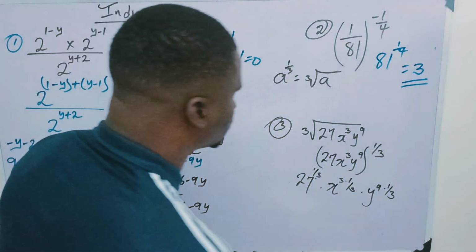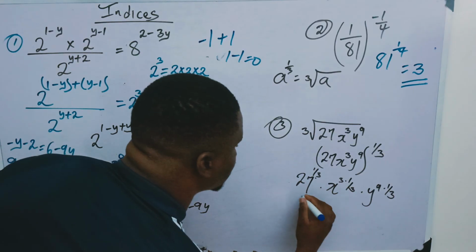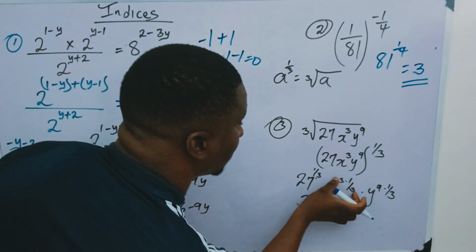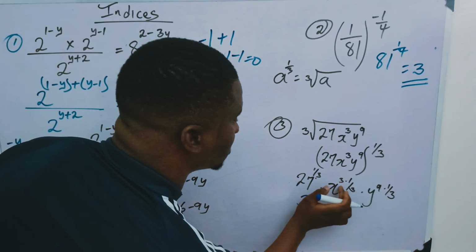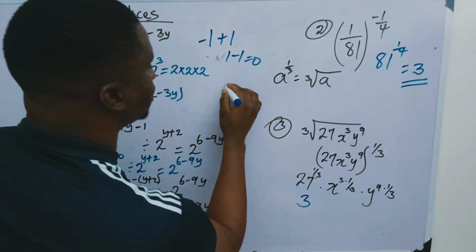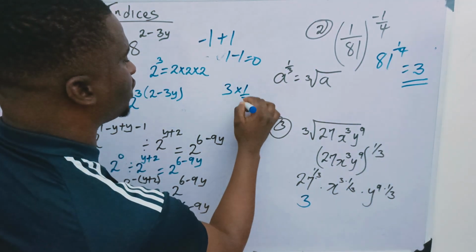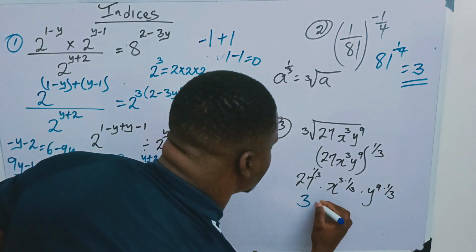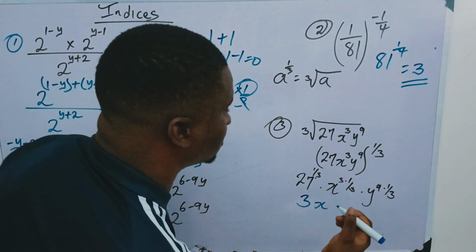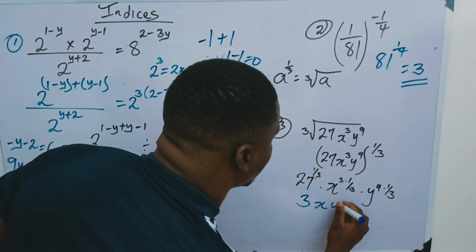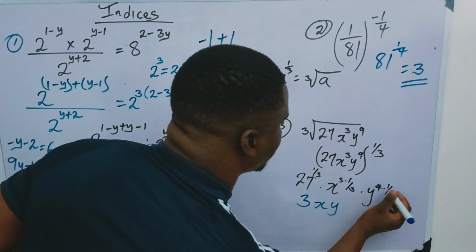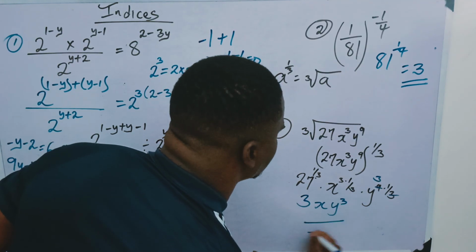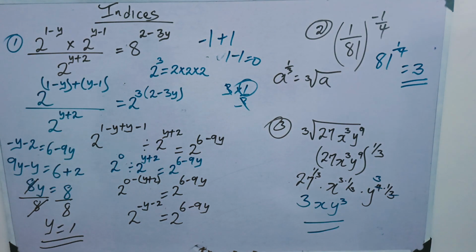So 27 raised to 1 over 3 means the third root of 27, which is 3. Then, of course, applying the law of product of powers, 3 can now multiply 1 over 3. And if you do that, 3 times 1 over 3, 3 takes off 3, right? So you have 1. So that's x raised to the power of 1, which is same as x. Then we have y. So 3 taking off 9 to have 3, y raised to 3. So this is 3xy cubed.